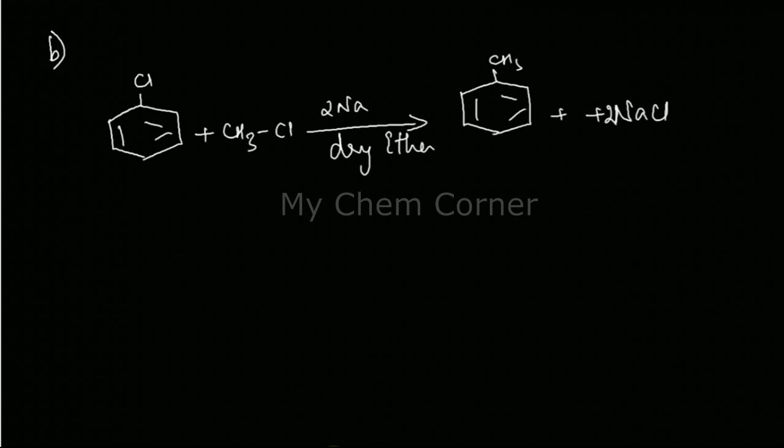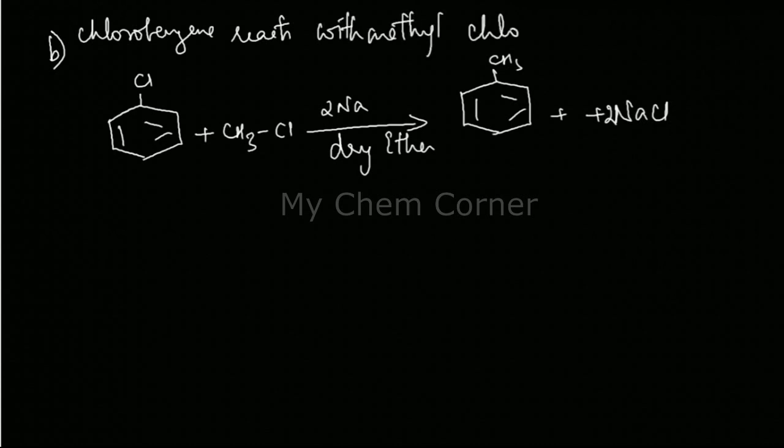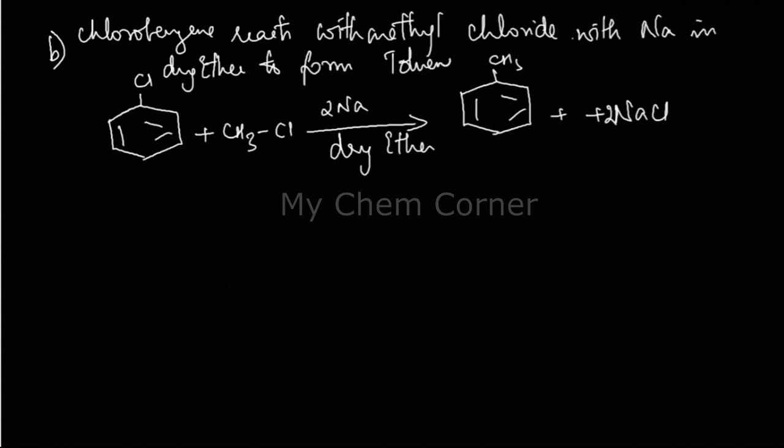Equation will carry 1 mark. For this you need to write a line of explanation that says, you can write here that chlorobenzene reacts with methyl chloride with sodium in dry ether to form toluene. This compound name that is there over here is toluene. So that will carry 1 mark. The equation will carry 1 mark.